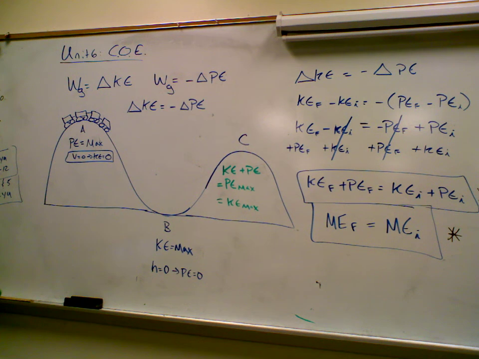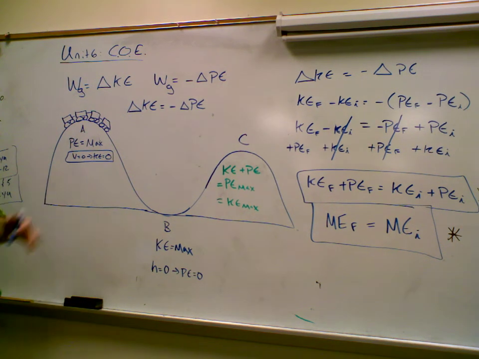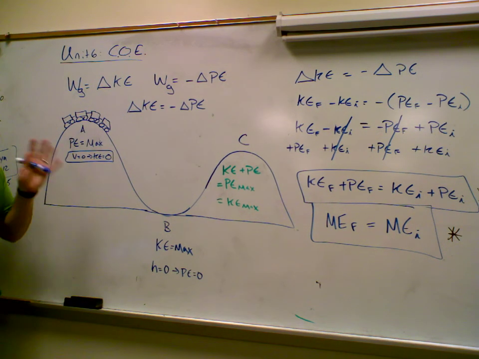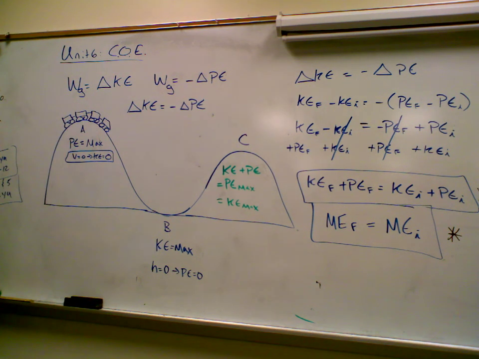What if there was a loop? Doesn't matter. As long as there are no outside forces like friction, air resistance, some type of magnetic force, or any other force, and the only force acting is gravity, energy is conserved. Does that make sense, guys?